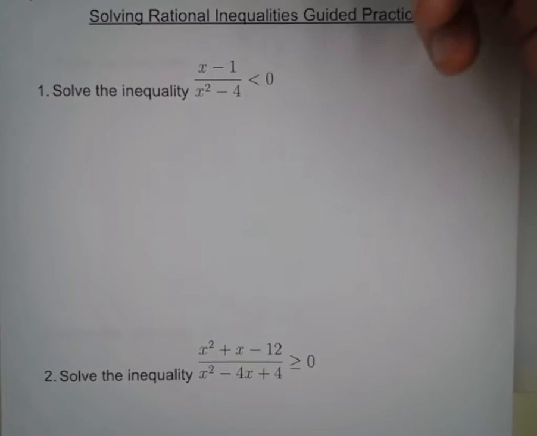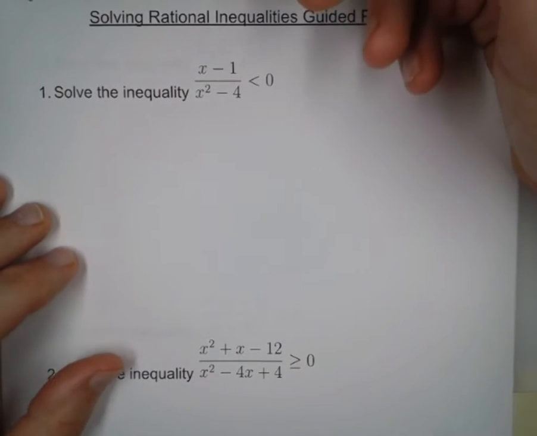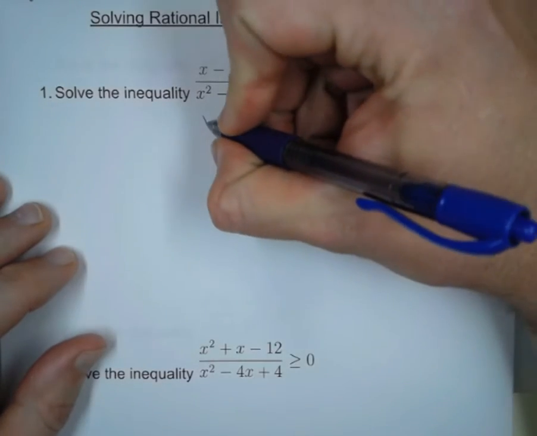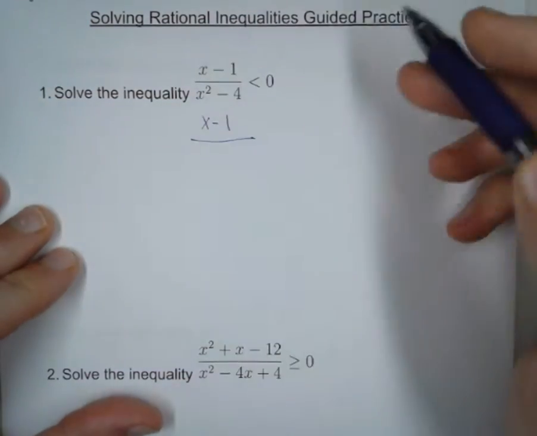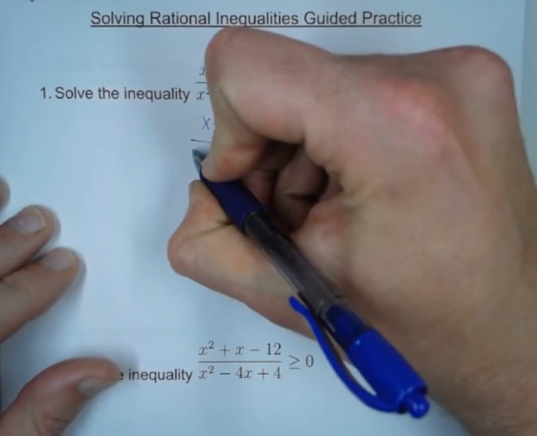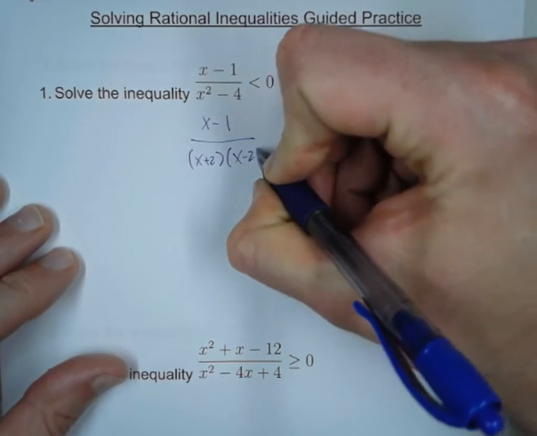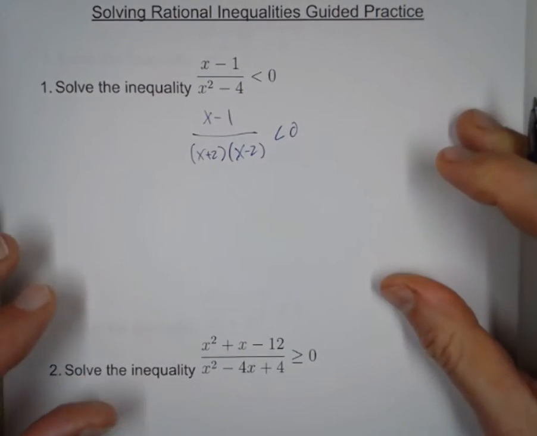Now, with all of these, we have a rational inequality, so we need to start with a sign chart. But in order to do that, we first need to factor this. Now, the top is already factored, x minus 1. But the bottom needs to be factored. x squared minus 4 is x plus 2 times x minus 2. And that is all less than 0.